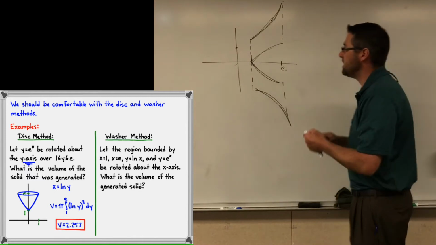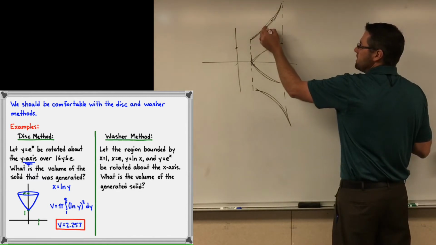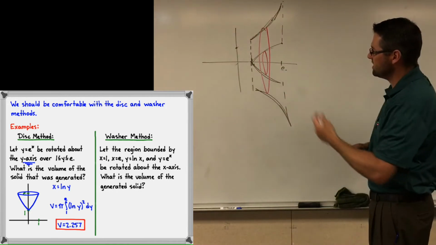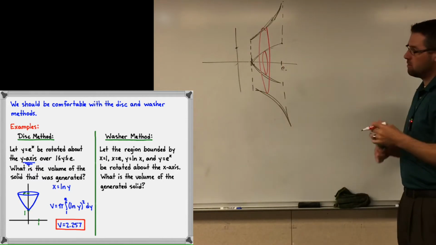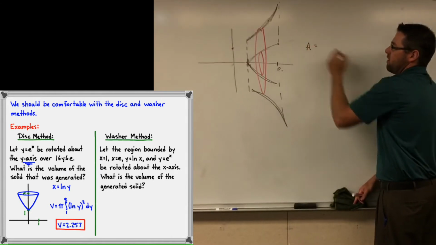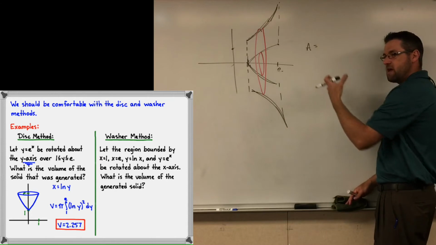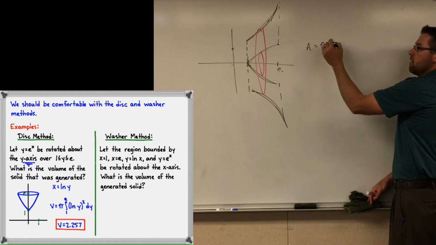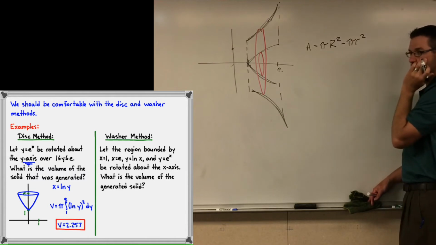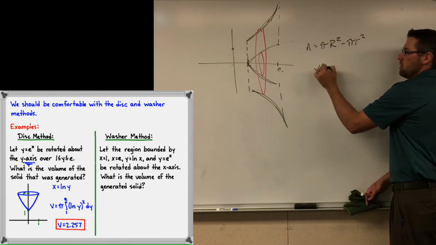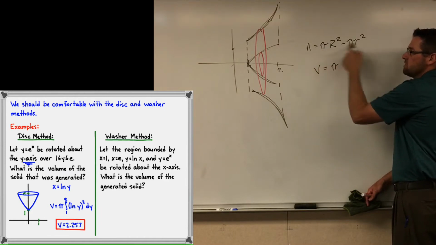So if I'm looking for one piece, I'm looking for something that looks like this, right? One slice. What is the area of that slice, that red slice? How would you find the area of that donut, or that washer? Pi big R squared minus pi little r squared, right? That is just the area. So now our formula for volume is what? Take out the pi, because they both have pi in it.